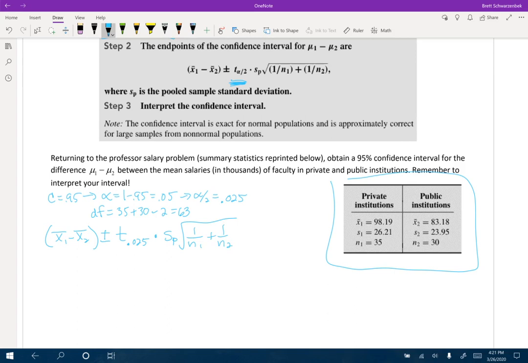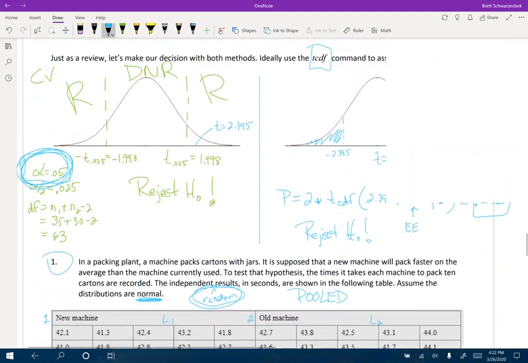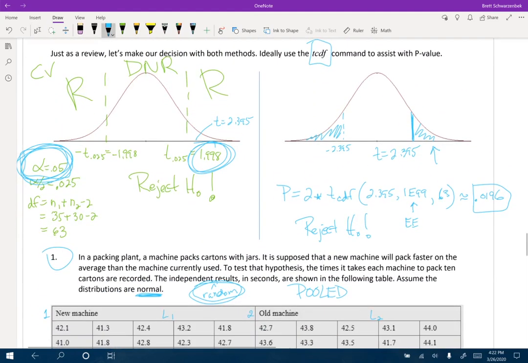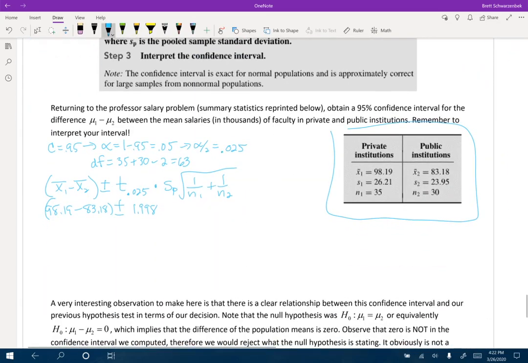So we have 98.19 minus 83.18 to start, plus or minus t.025 at degrees of freedom 63, which is the same 1.998 we calculated in our test for that, if you recall. Do you remember here? So that is the same value that ends up going here for our interval.